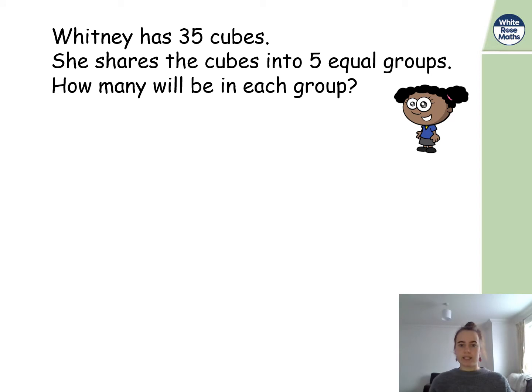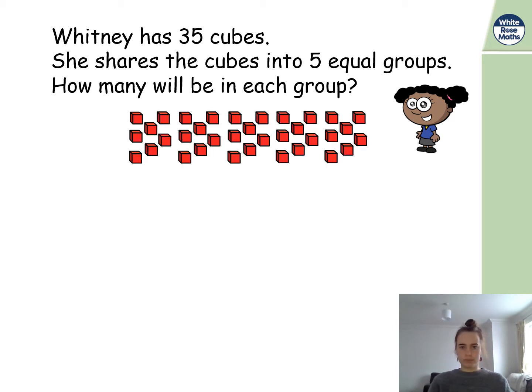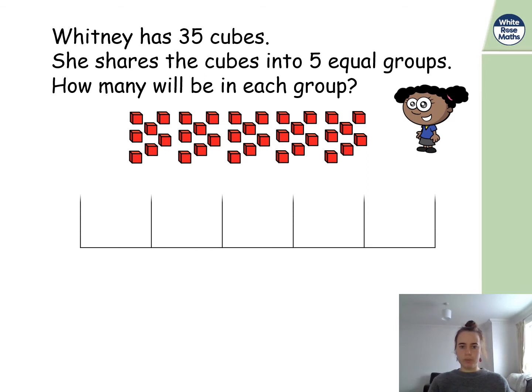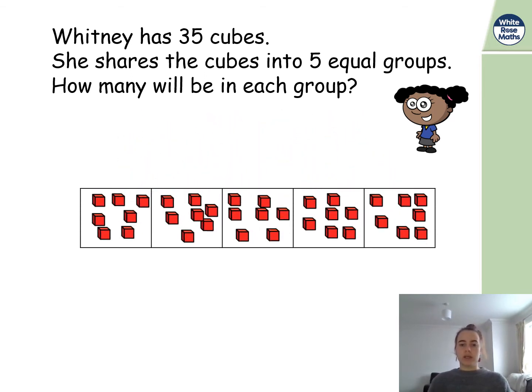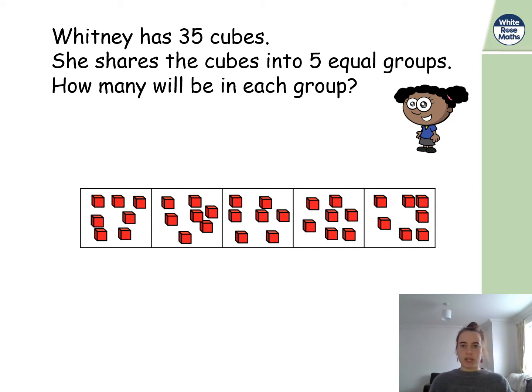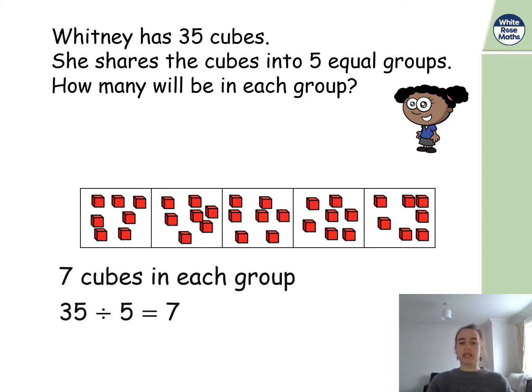So Whitney has 35 cubes and she shares the cubes into 5 equal groups. How many will be in each group? So there's her 35 cubes. There's the 5 groups and they have been shared out equally. How many is in each group? Count it up. There are 7 cubes in each group.